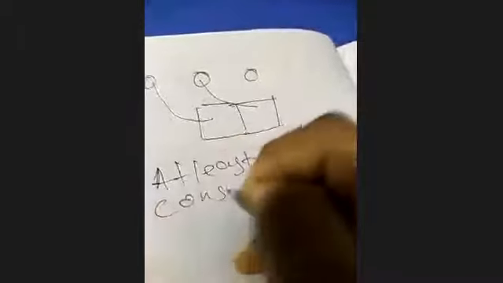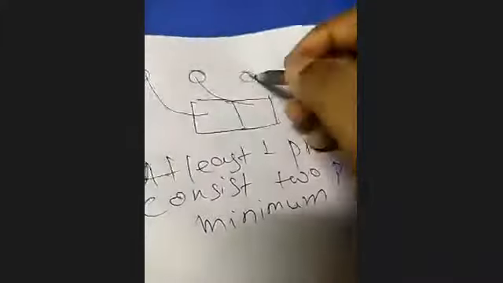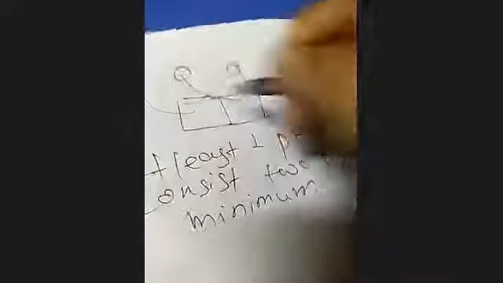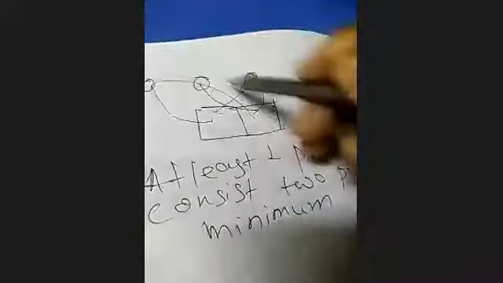So what can happen? There are two possibilities. One pigeon in this hole, one pigeon in this hole, and since there is one pigeon left, at least one pigeonhole will consist of two pigeons minimum. So every word here is important. Why is it important? See, the first case is it will enter here or here, but there is another case. What is the other case? That is, all three pigeons may be entering into one.